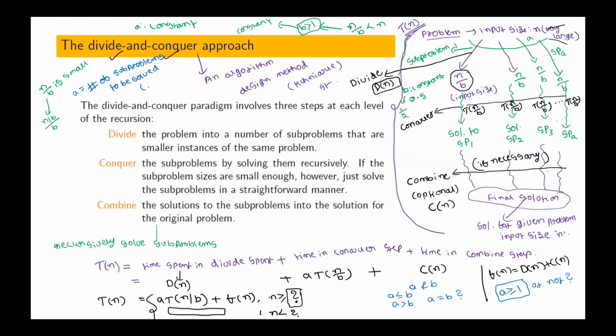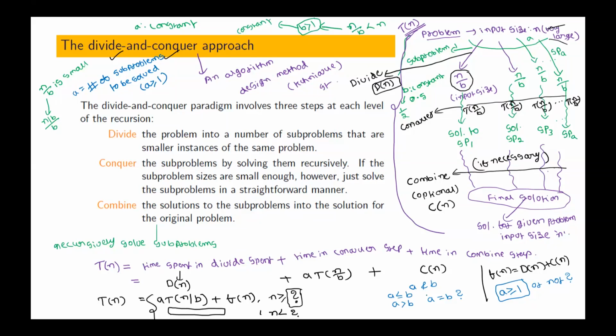So that's why A will be definitely greater than or equal to 1. Can we say that A is strictly greater than 1? We cannot say. Sometimes the number of subproblems is also 1, like binary search. The number of subproblems we get is 2, but the number of subproblems we solve is only 1. See, what is A here? The number of subproblems that need to be solved. Is that okay?